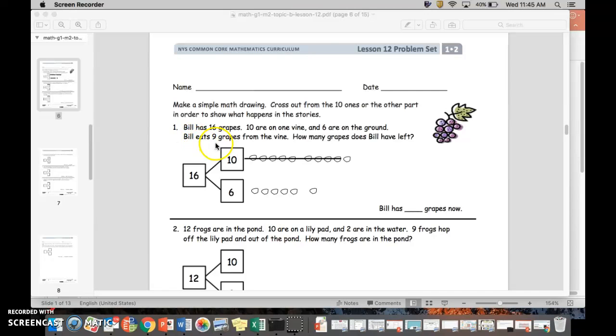Bill eats 9 grapes from the vine. Remember, I had 10 on the vine. Here's my 10 on the vine. He eats 9 of them. How many grapes does Bill have left?